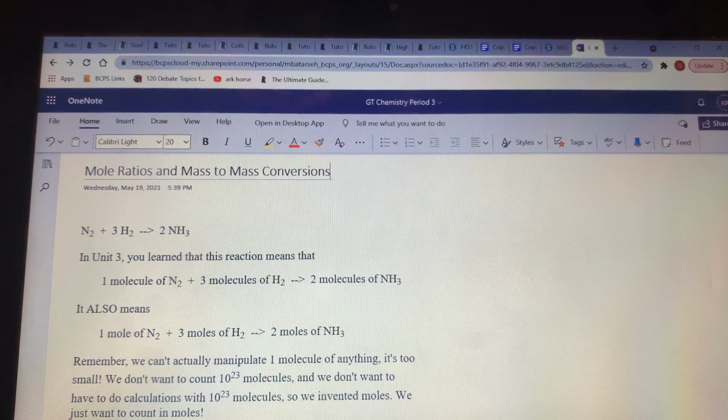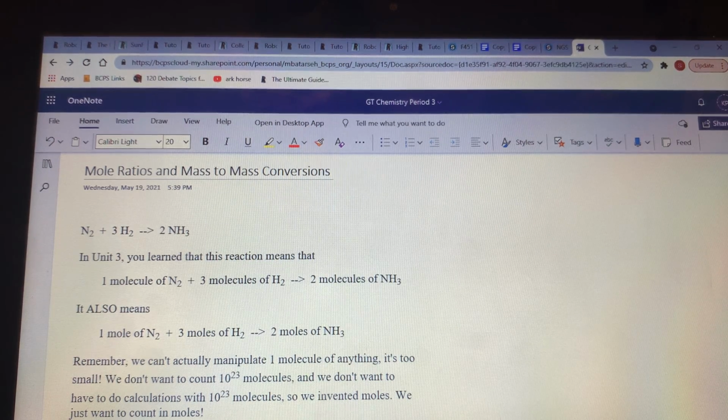So we see this balanced equation: N2 plus 3H2 goes to 2NH3. Now, we know that doesn't actually mean 1 molecule of N2, 3 molecules of H2, and 2 molecules of NH3. It's really a ratio. N2 to H2 to NH3 is 1 to 3 to 2. So it can mean 1 molecule of N2 plus 3 molecules of H2 goes to 2 molecules of NH3, but it also means 1 mole of N2 plus 3 moles of H2 go to 2 moles of NH3.